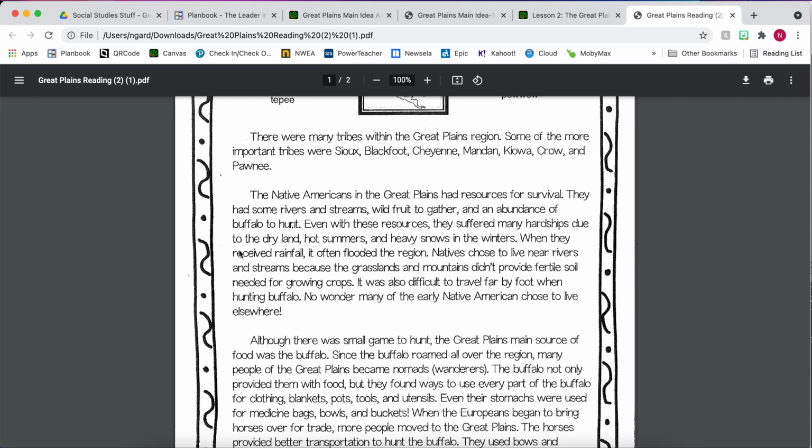Now, I think this is one of the trickier ones because it starts out saying they had resources for survival, but really the next sentence is the only sentence that describes any resources. The whole rest of the paragraph talks about how difficult it was to live in this area. It says, even with these resources, they suffered many hardships due to dry land, hot summers, heavy snows. It talks about flooding, not fertile soil, that it was difficult to travel. So I think the main idea is this was a tough area to live in.